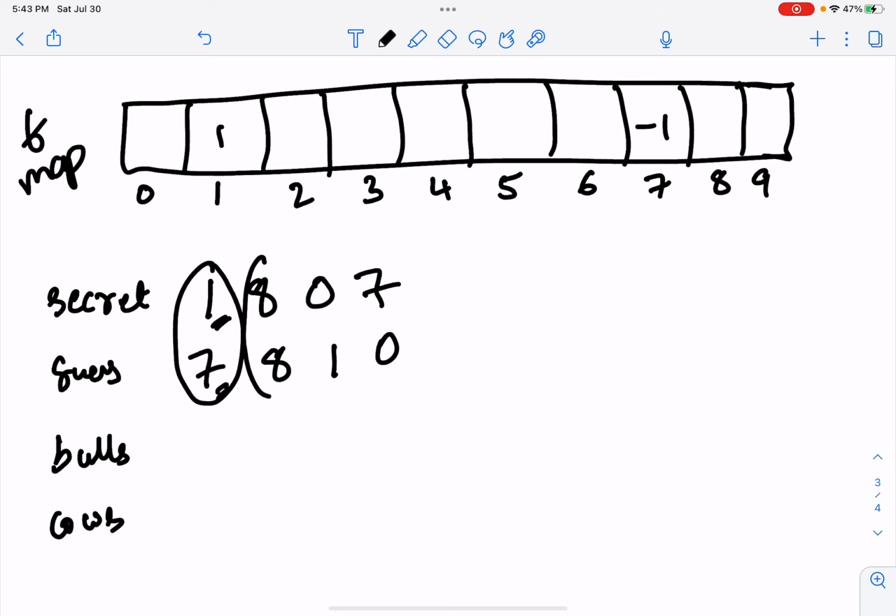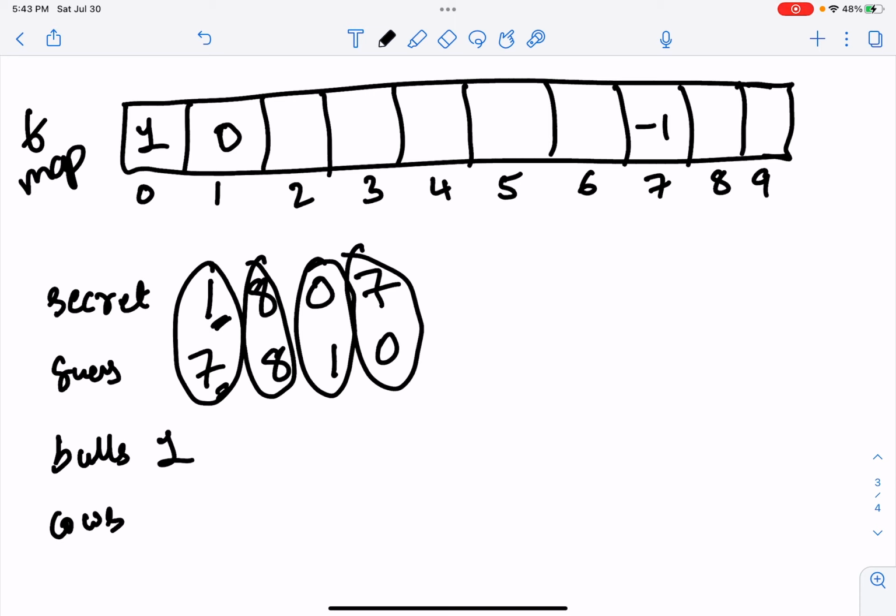Next, we compare these two. They are equal, so we increment the bulls. Next we compare these two: 0 we increment, 1 we decrement. Next we compare these two: 7 we increment, that becomes 0; 0 we decrement, that becomes 0.